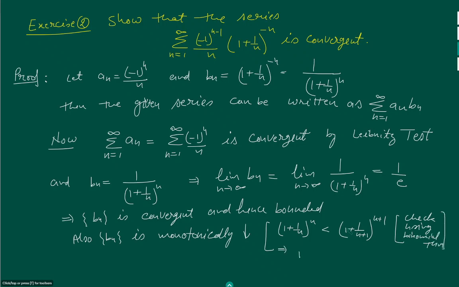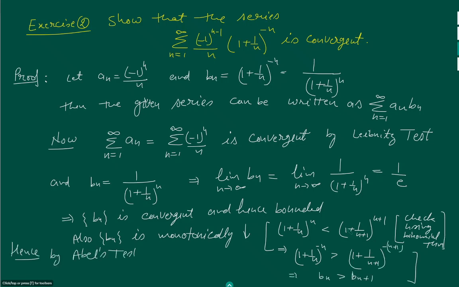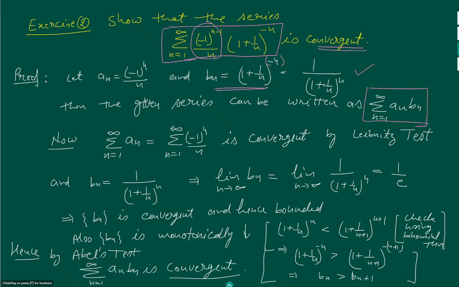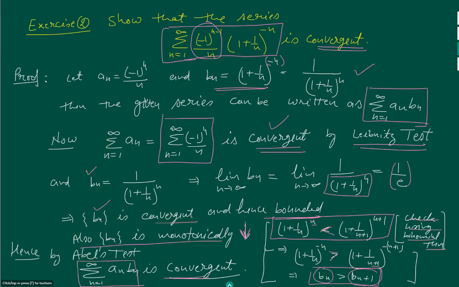This is how you can show that b_n is monotonically decreasing: with (1 plus 1 over n) raised to n, you can show that it is less than the (n plus 1)th term by expansion using binomial theorem. You can show that b_n is monotonically decreasing. So by Abel's test, the series summation a_n b_n would be convergent. Is this clear?